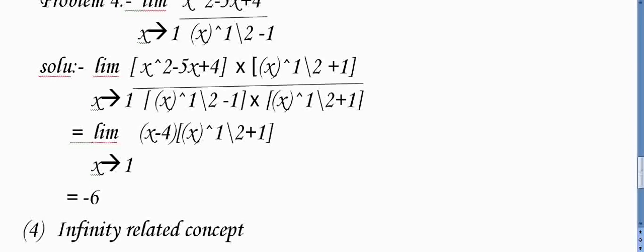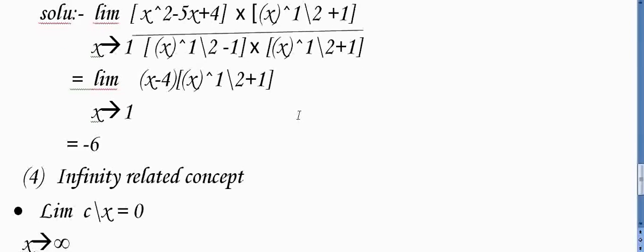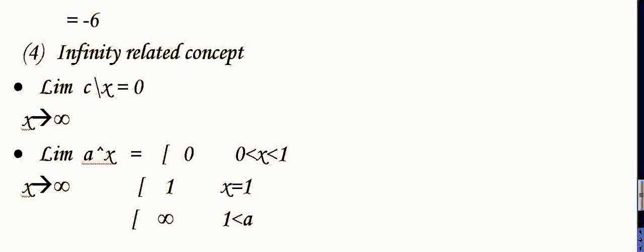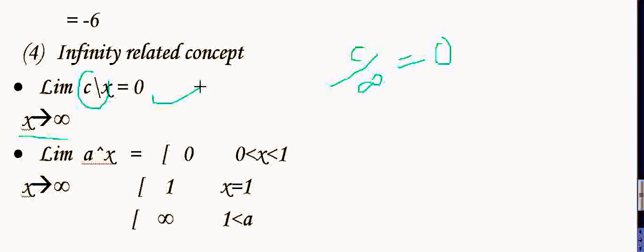Now the fourth one is the infinity related concept. What is the infinity related concept? If limit x tends to infinity, c by x is given, you all know that any constant by infinity is termed as 0, so it becomes 0. Okay. Second one is limit of a to the power x.